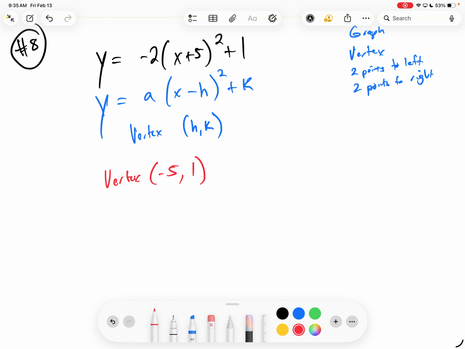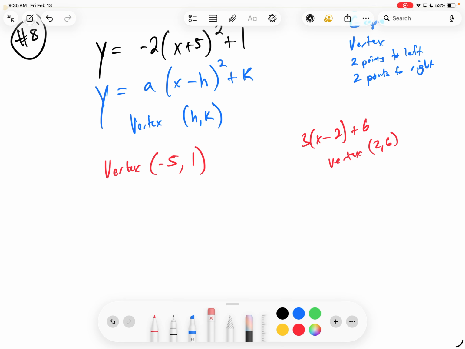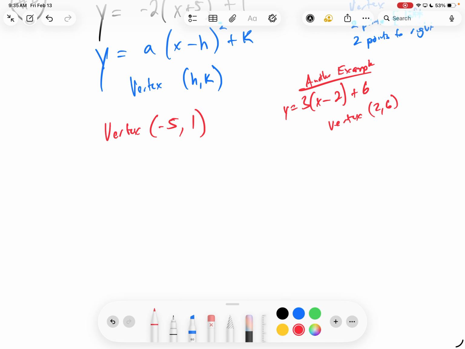If it was -5, you would put +5, yes, because this formula starts with a negative, and all I'm looking at is this right here. So if I had 3(x minus 2) plus 6, my vertex would be 2, 6. So on the x, the inside's always opposite. All right, that is my vertex.